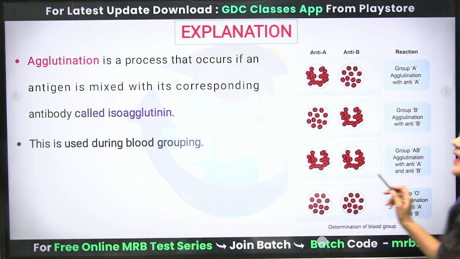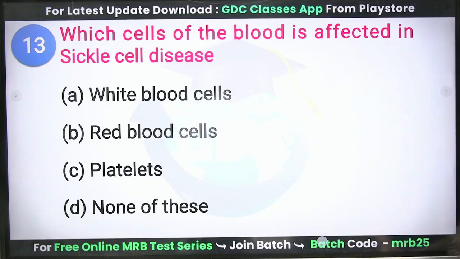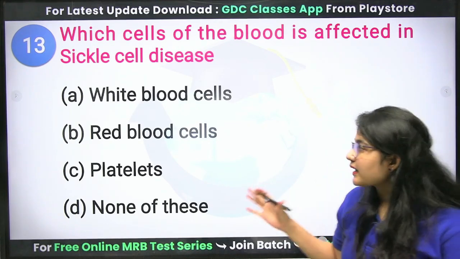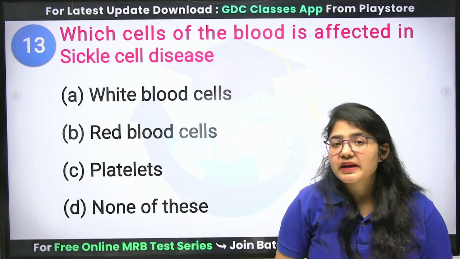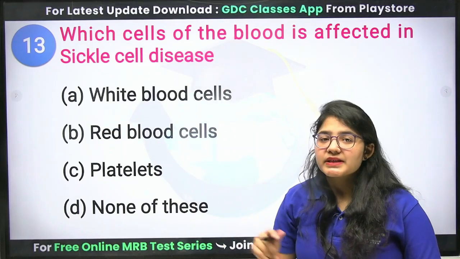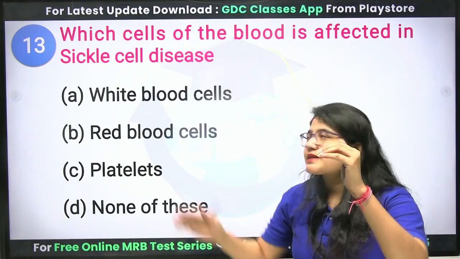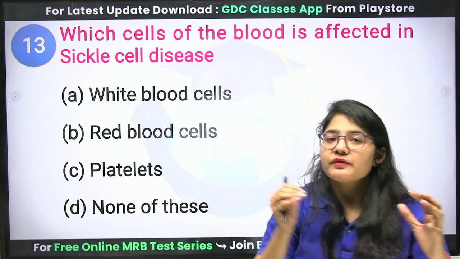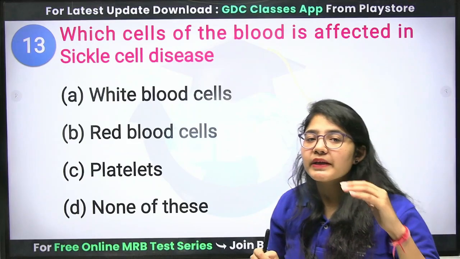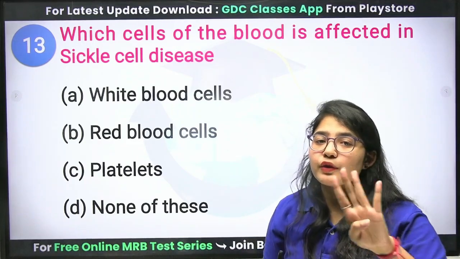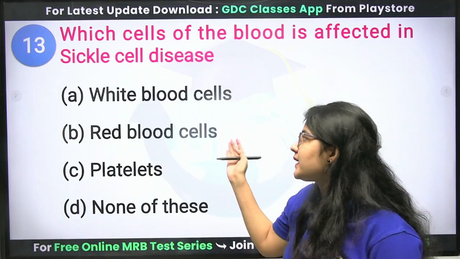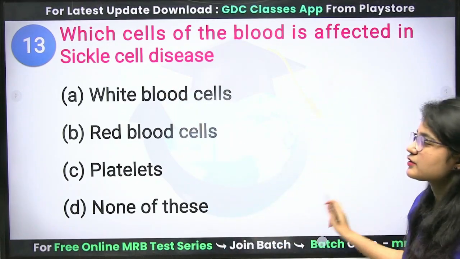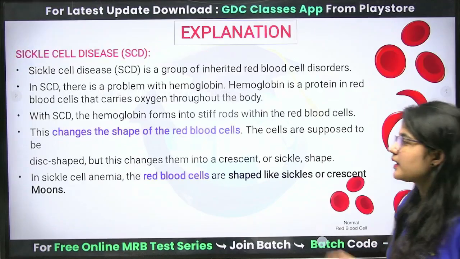Clear? Next question. Which cells of the blood are affected in sickle cell disease? Your red blood cells are affected in the condition of sickle cell anemia. That means your red blood cells change their shape to a sickle. Clear? Because of that shape, the hemoglobin cannot now carry the 4 oxygens. So there will be a lack of oxygen in your body. That is sickle cell anemia. So the correct answer will be red blood cells.